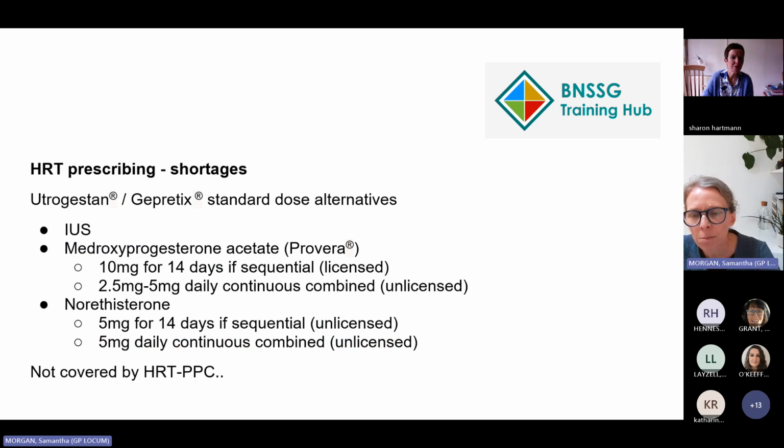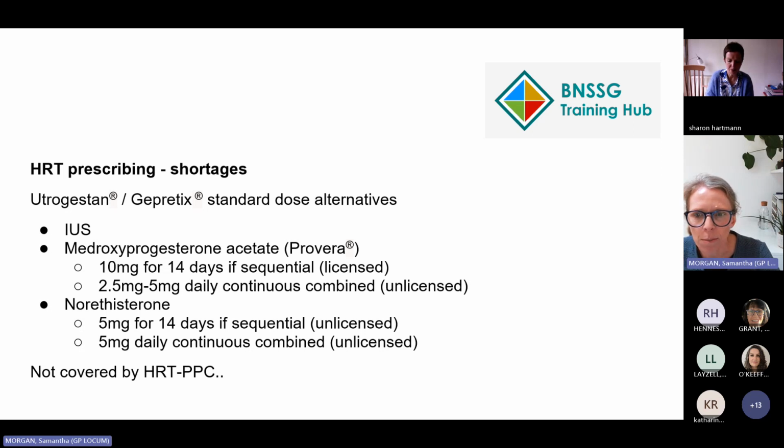And then in terms of the progestogen shortages, it was really tricky for a time when Utrogestan went out of stock and before we had the Gepretix. Good that we've now got the 2 different micronized progesterones. Hopefully that's a little bit of backup. And then in terms of our other options for the progestogens, we've obviously got our Mirena coil that some people are really happy to go for and others just aren't. And then we've got our Provera and our norethisterone.